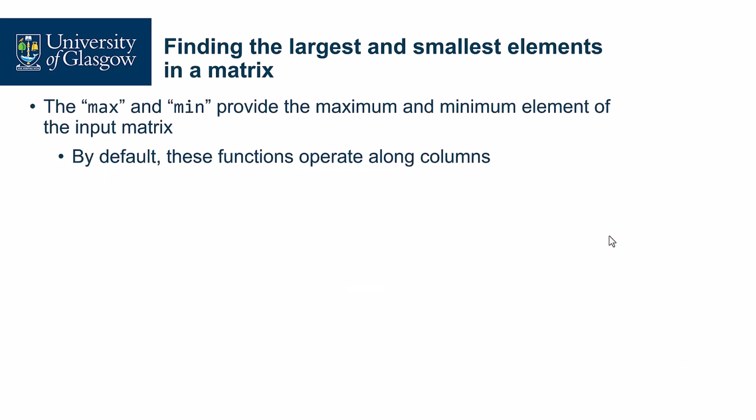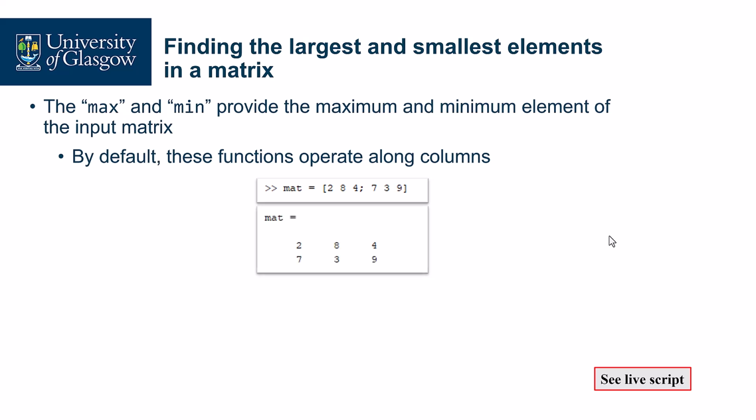The second very important thing is we want to find the largest or smallest element in the matrix. This is often used when you do programming. Remember, MATLAB does things by columns, right? So let's see this one, 2 8 4 7 3 9. This is a matrix. Now, all I want is to do the min and max. We want to find the minimum and maximum.